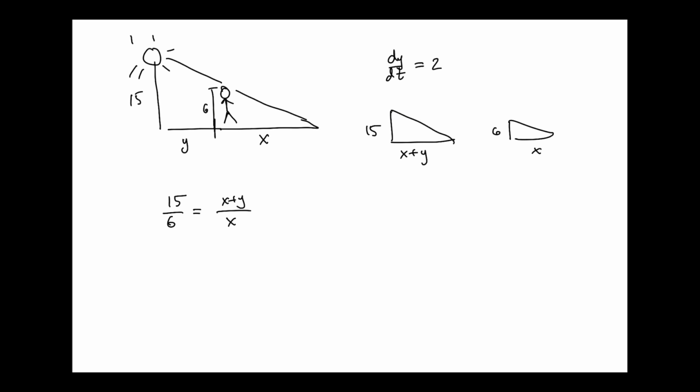Good? Okay, so what would be maybe a good move at this point? Let's cross multiply and simplify things a little bit. So what do we get? 15x equals 6x plus 6y. And if I pop the 6x over, then I've got 9x equals 6y.